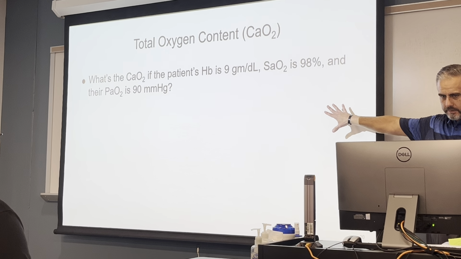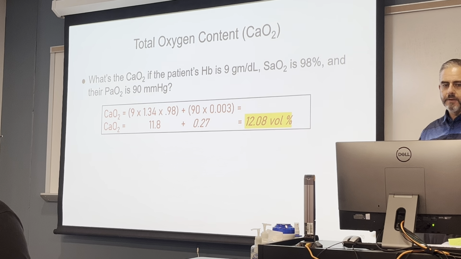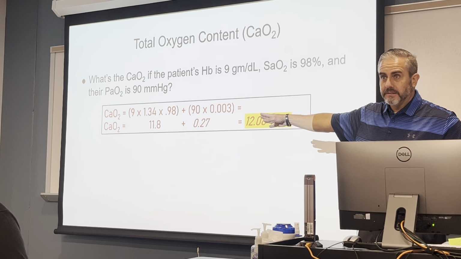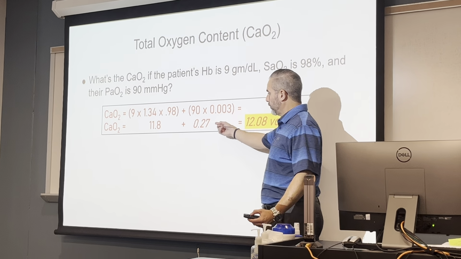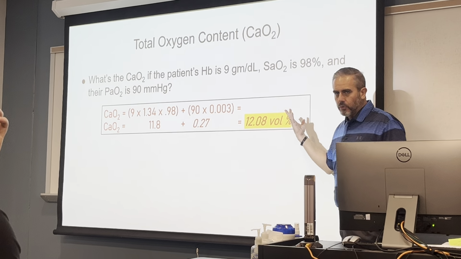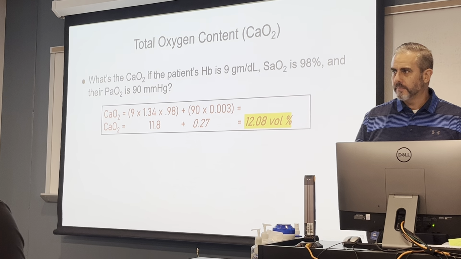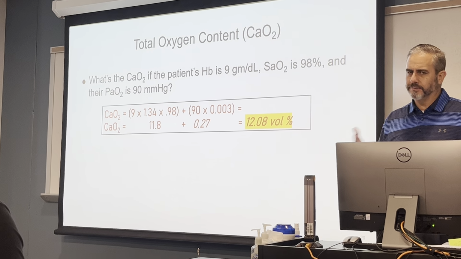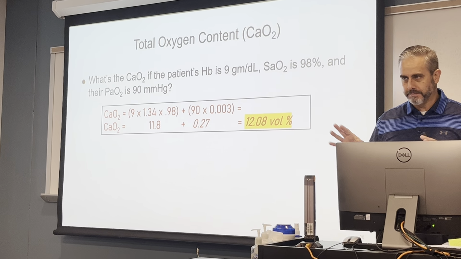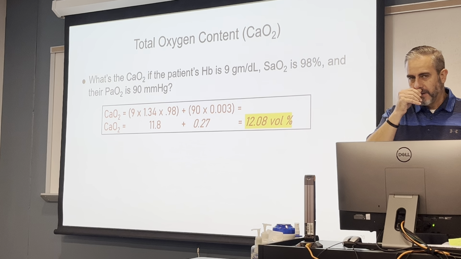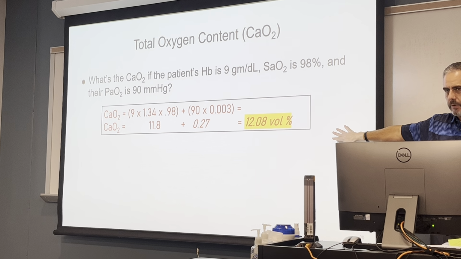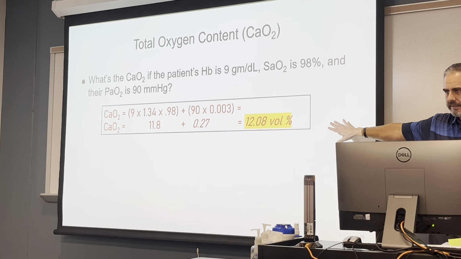Okay, so for this one, the left side of the equation, 9 times 1.34 times 0.98 should equal 11.8. The right side of the equation, 90 times 0.003, just like the previous example, 0.27. Add both sides together, 12.08. Again, mLs per deciliter or volumes percent. I tend to use volumes percent because it's a simpler way to write it down, but both units mean the same thing. Math-wise, okay with solving this?